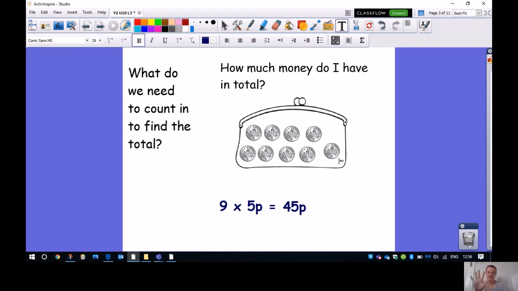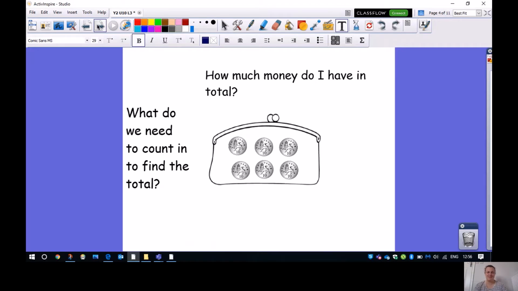They're all worth 5. What about this time? What's the value of the coin? It's a 10. Do I know how to count in my 10s? Yes, I do, don't I? So I get my fingers ready. How many do I need to count? 1, 2, 3, 4, 5, 6. So I need 6 groups of 10p.